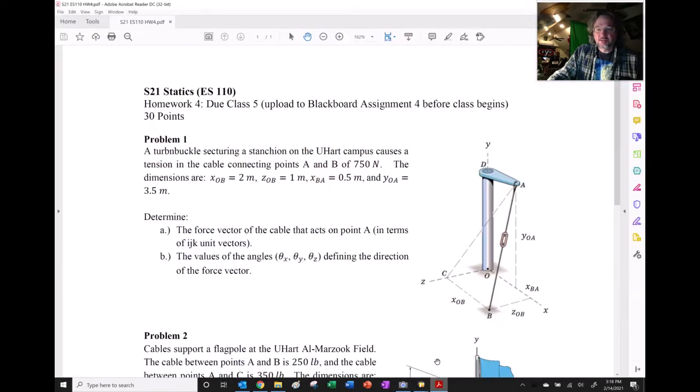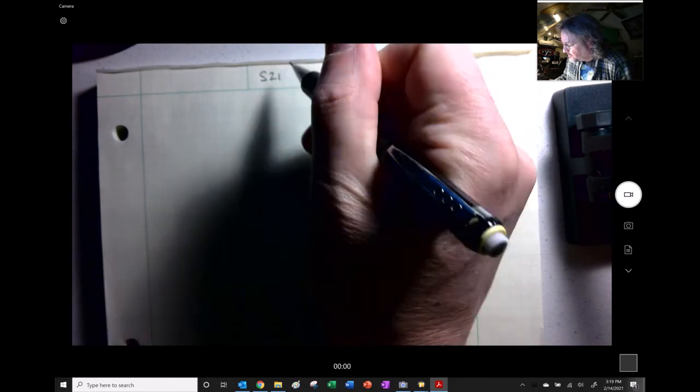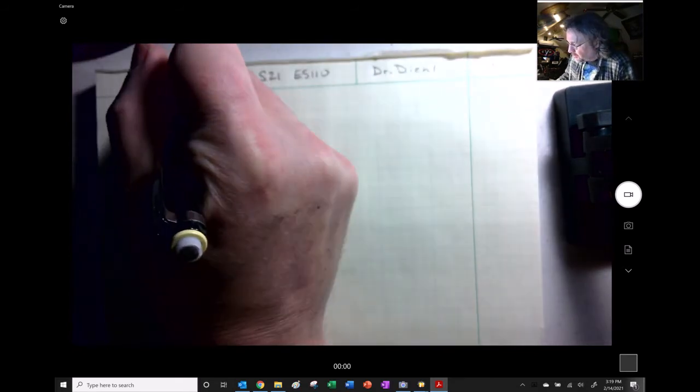So let's switch over to our paper right here. And while I'm doing this, let me move this over to my other screen so I can read the problem and write out the statement. So right here is page 1, and I am Dr. Deal because I went to doctor school. It's the spring of 2021, and we are in ES110, and this is homework 4.